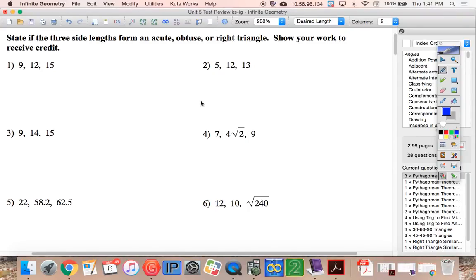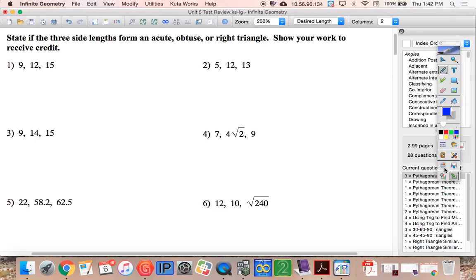Okay, so this is the review. This is not going to be my best work because I'm just using the program it's in. So let's see. This first part, you're trying to decide if it's acute, obtuse, or right. This is where we did converse of Pythagorean theorem. It was 5.2.